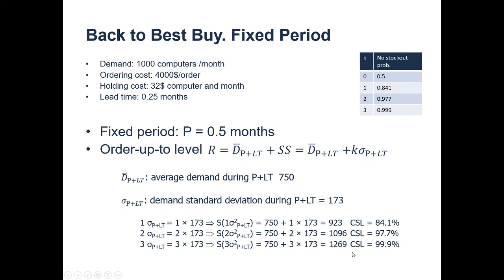The larger the value of R, the more costly our policy will be, but the less likely we will be to have stockouts. So in this case, if we just add once the standard deviation during P plus LT, we have a probability of 84.1% of not having stockouts during that time. And the same with the other values, and we can calculate different probabilities using different numbers for K.